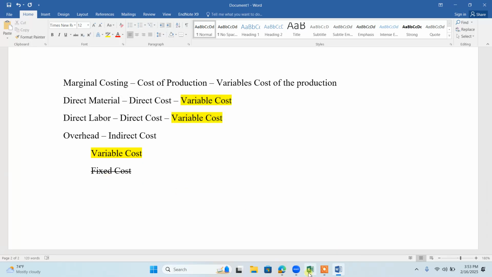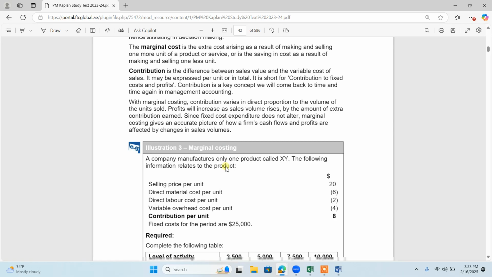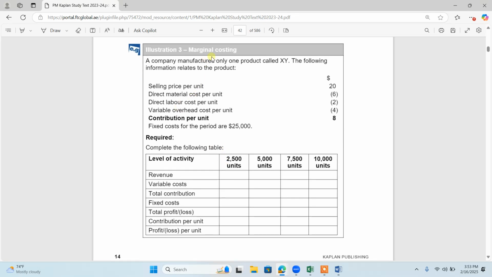Okay, now let's come to the question. The question is that a company manufactures only one product called XY. The following information relates to the product. The sale price of 1 unit is 20, direct material cost for 1 unit is 6, direct labor cost for 1 unit is 2. So direct material and direct labor are the variable cost. Variable overhead cost per unit is 4. The fixed cost for the time period is 25,000. This 25,000 cost will be considered to find out the profit and loss, but not considered a part of the cost of the product.